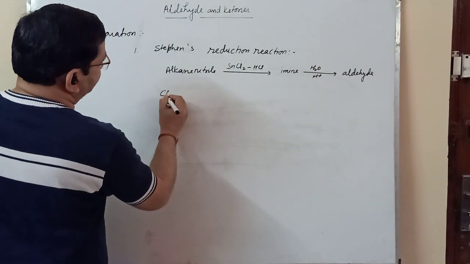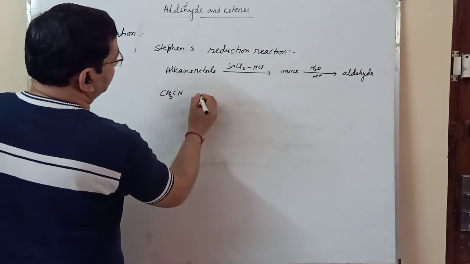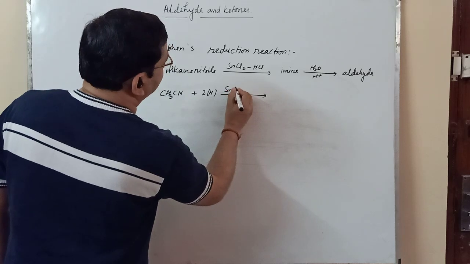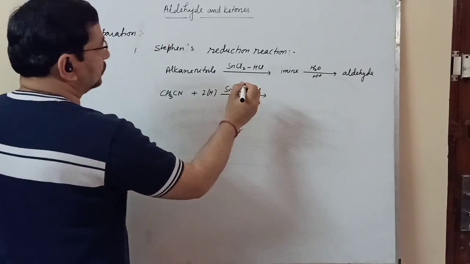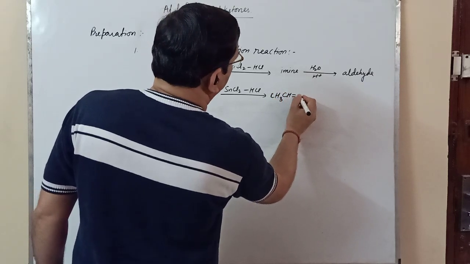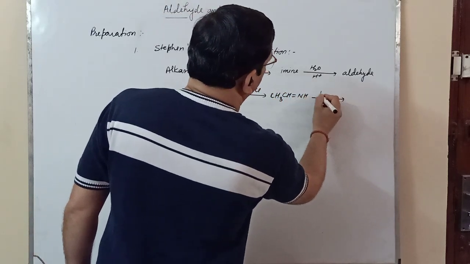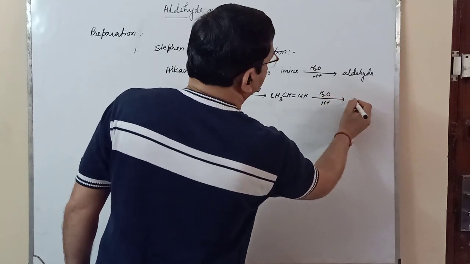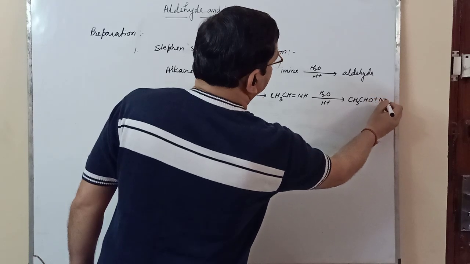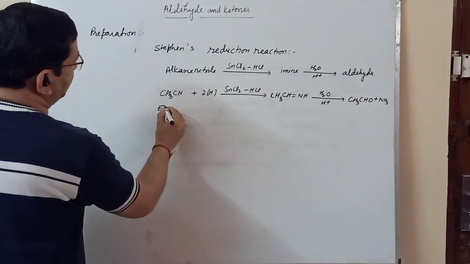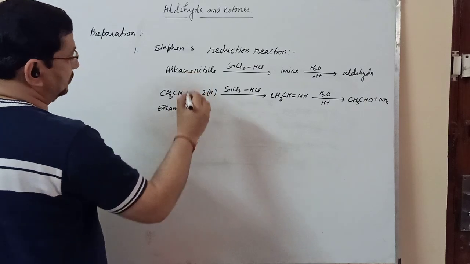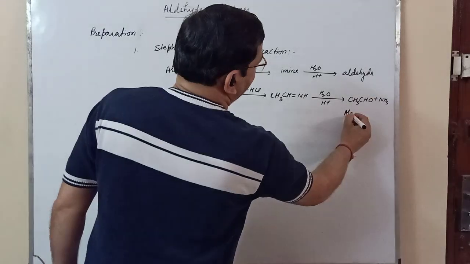For example, CH3CN by reduction with SnCl2 and HCl gives CH3CH=NH, and this on hydrolysis gives CH3CHO plus NH3. So this is ethane nitrile, and here we obtain aldehyde.